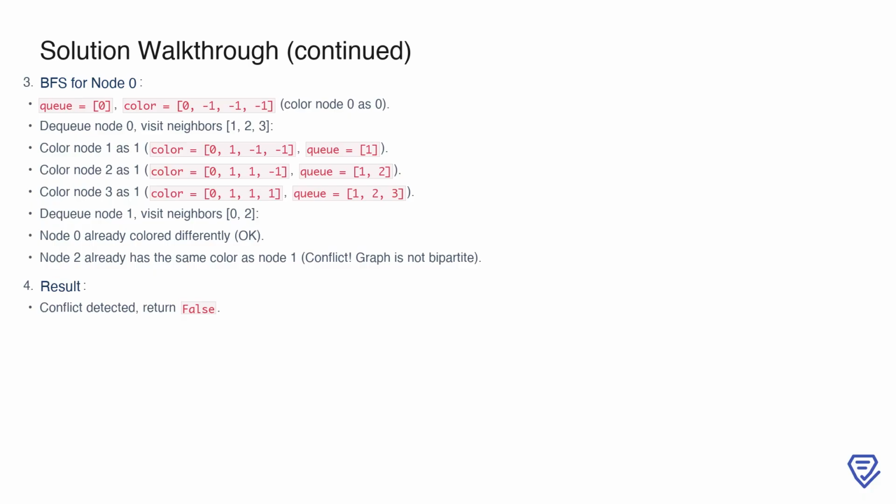Next, we dequeue node 1 and check its neighbors, nodes 0 and 2. Node 0 is already colored differently, so there's no issue. However, node 2 is already colored the same as node 1, which creates a conflict. This indicates that the graph is not bipartite. As a result, we immediately return false.